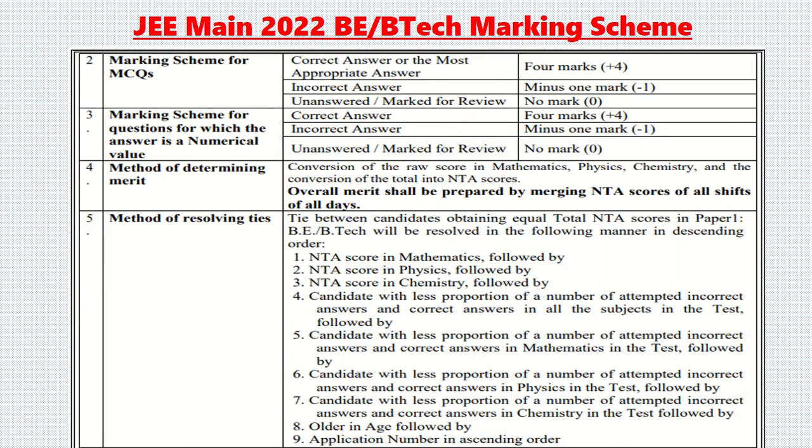Now let us move on to the next point. This is the marking scheme of BTech examination. So for the MCQ type questions, each correct answer will award 4 marks. Then for each incorrect answer, minus 1 mark, that is 1 mark will be deducted. Then for numerical value type questions, each correct answer will attract 4 marks. Then each incorrect answer will lead to the deduction of 1 mark. Then there will be no marks for unanswered questions, and questions marked for review.